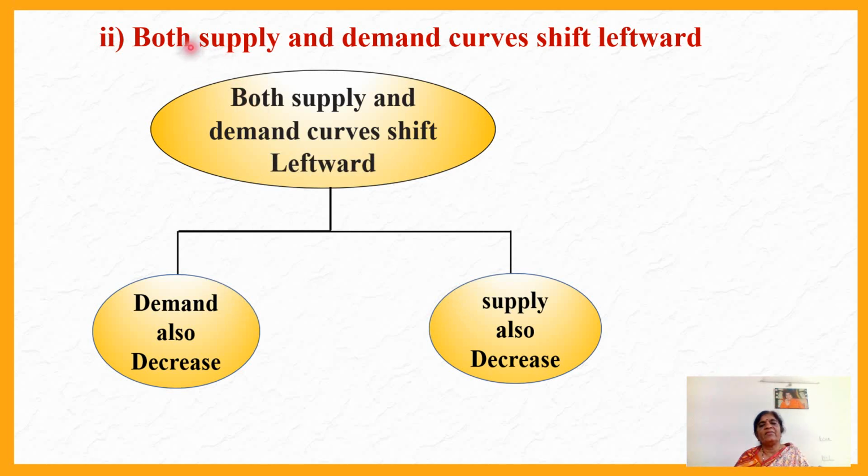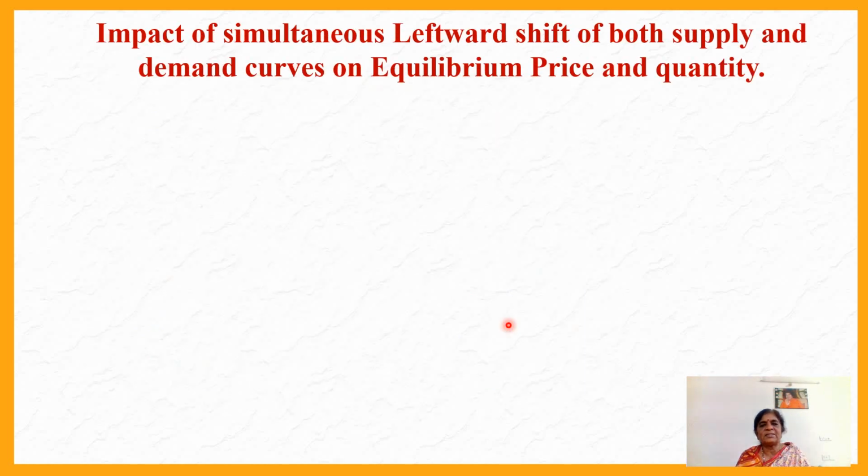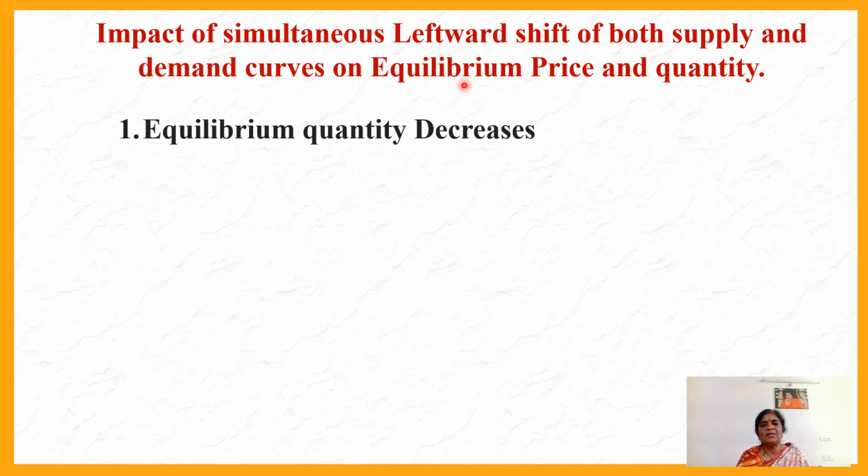What do we mean when we say both the supply and demand curves shift leftward? It means that demand also decreases, supply also decreases, because in the previous lesson also we were discussing the leftward shift and the rightward shift. Therefore, it is clear that when there is a leftward shift, whatever the factors which cause it, demand decreases and supply also decreases. And now we will see the impact of simultaneous leftward shift of both supply and demand on equilibrium price and quantity.